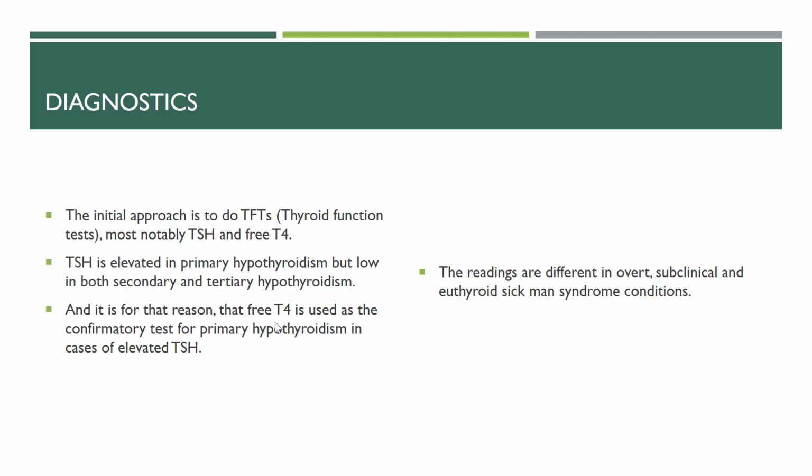So TSH is elevated in primary hypothyroidism, but it's low in secondary and tertiary hypothyroidism. I'll explain that. So it's for that reason that free T4 is used as a confirmatory test for primary hypothyroidism if your TSH is elevated. Now, is there a reason why T3 is not used as a confirmatory test? That one, I'll leave it to you to write in the chat. And I will go to the table.